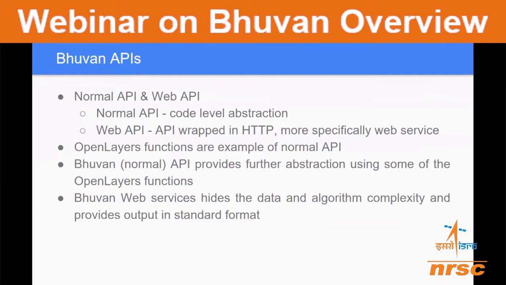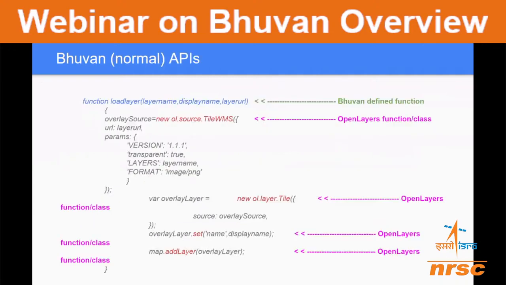Bhuvan APIs provide a further abstraction for using these OpenLayers functions. In the same way, they hide the algorithm complexity and other required data aspects, and provide the output in a standard format so that the user can directly use that output. Further into the presentation, I will show you some examples of where we are using them and other details of the APIs available in Bhuvan. These are the normal APIs, that is, code level APIs.